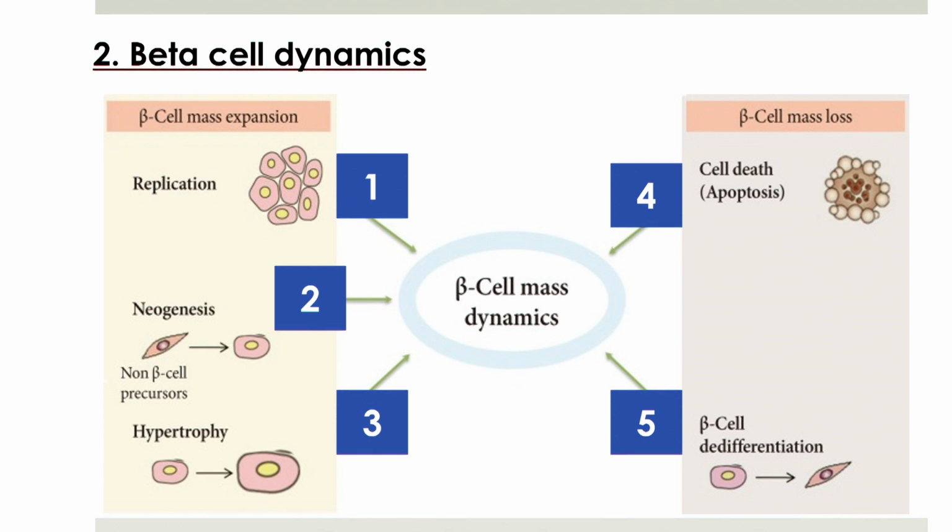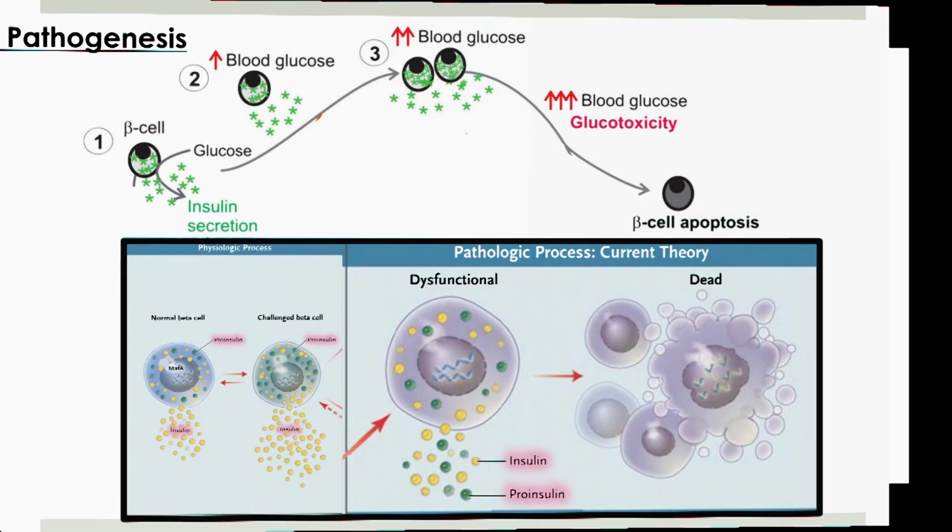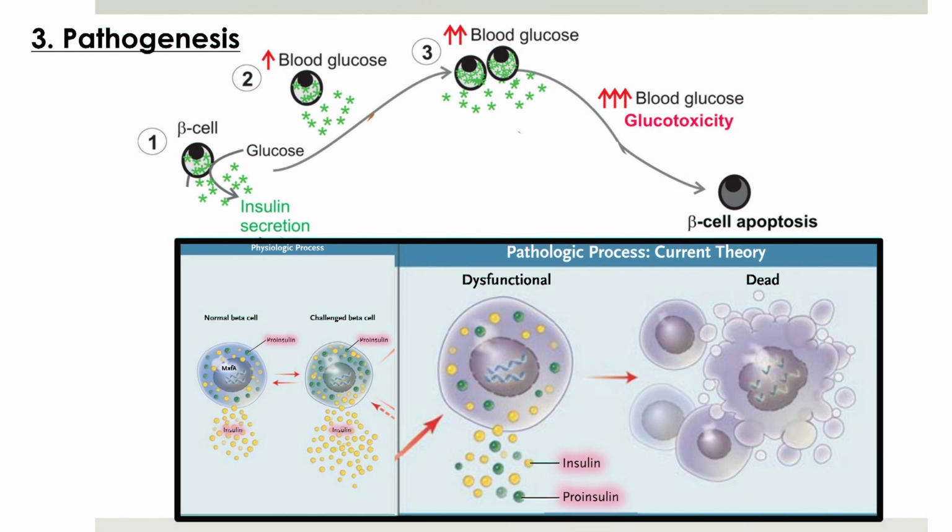So these are the targets which could really help us in regenerating a beta cell. It is very difficult to regenerate a beta cell from a dead or apoptotic cell, but it is definitely possible to make your de-differentiated cells regenerate again. So with your basics of beta cell differentiation and beta cell dynamics, now let's try to understand why you have type 2 diabetes, or what is the pathogenesis of diabetes mellitus.